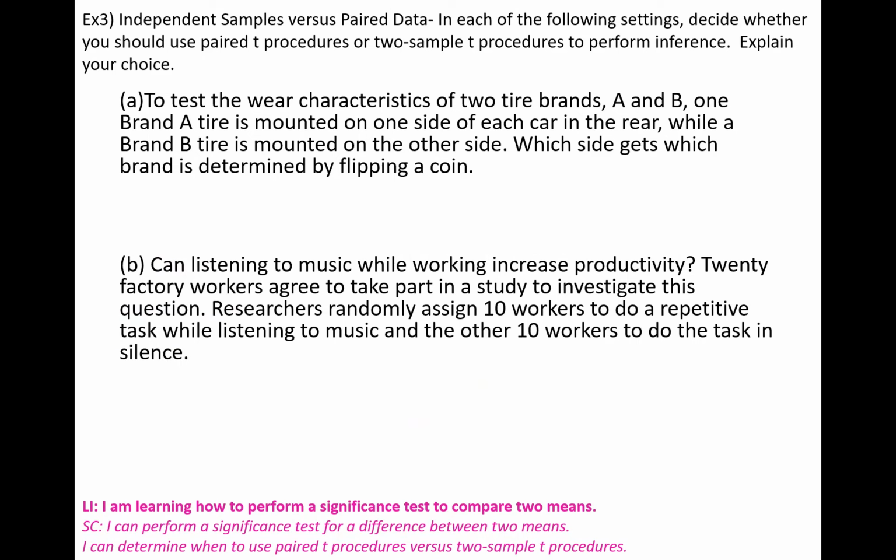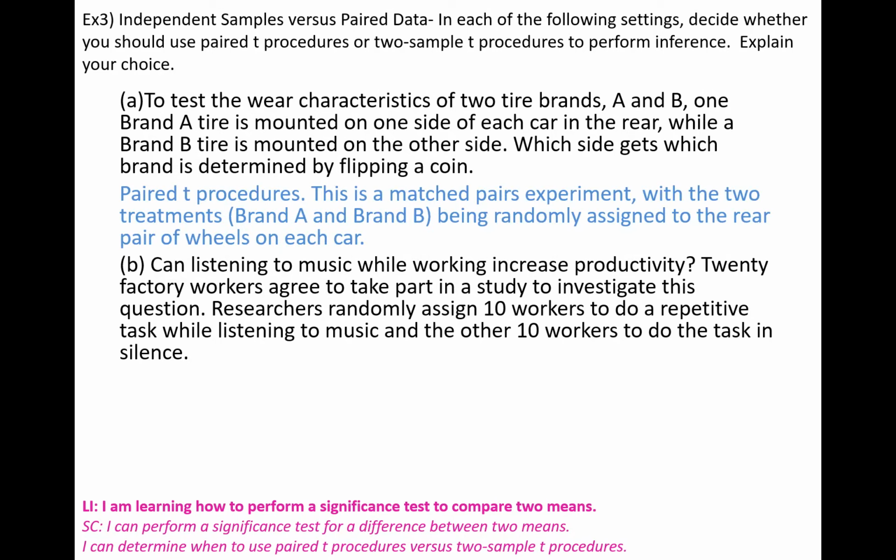Part A says to test wear characteristics of two tire brands, A and B, one brand A tire is mounted on one side of each car in the rear, while a brand B tire is mounted on the other side. Which side gets which brand is determined by flipping a coin. So that's our random piece there. Is this a paired t procedure or a two sample? Are we doing two completely independent samples, or two samples on the same individual? Since we're using the same car, this one is going to be paired t procedures.